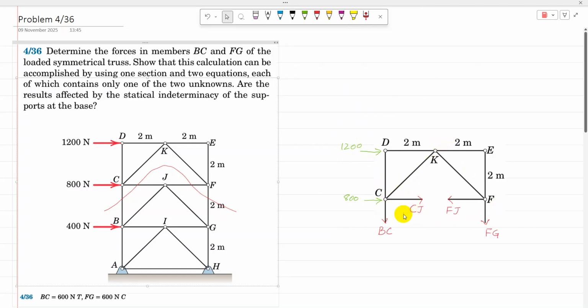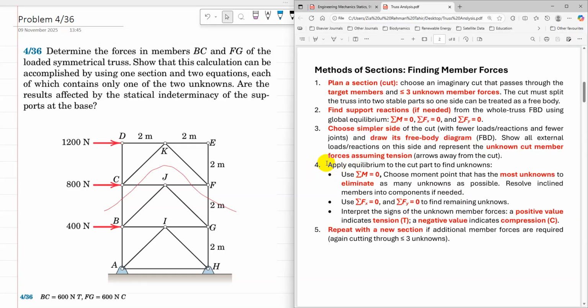For the free body diagram, at C and D I have shown loads, and then BC, CJ, FJ and FG are all assumed in tension. The next step is to apply conditions of equilibrium to the cut part to find the unknowns. And here I will use point C or point F to eliminate most of the forces.